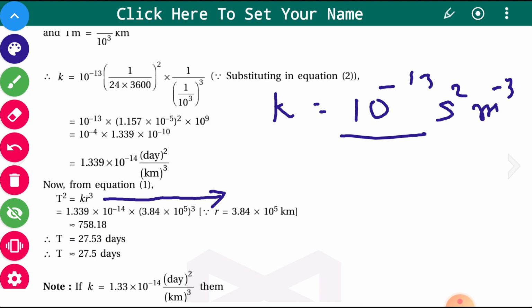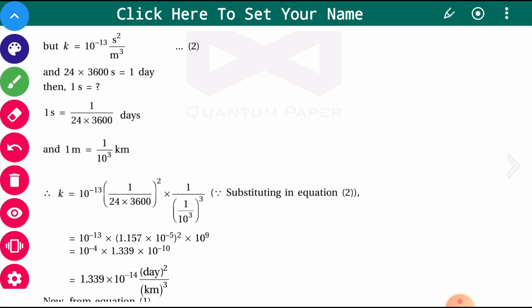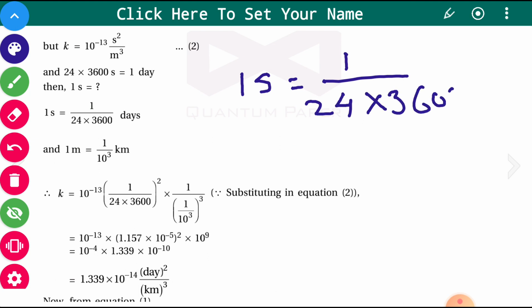Now see, first of all we want to convert the second into days. Now 1 second is converted into days. As you know, there are 24 hours in a day, and there are 3600 seconds in 1 hour. So if you want to convert 1 second into day, then 1 second divided by 24 hours, and 1 hour is having 3600 seconds. So this is the conversion of second into days.